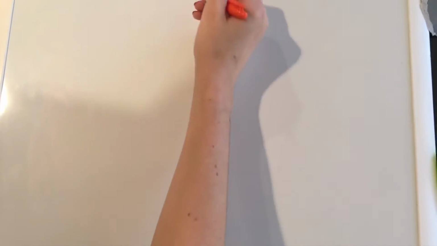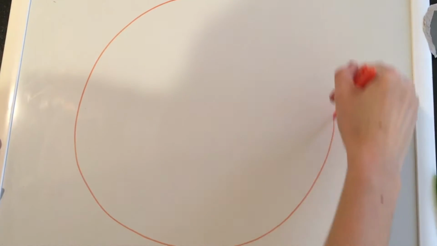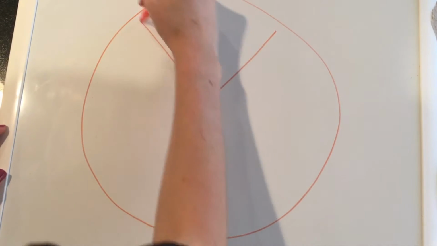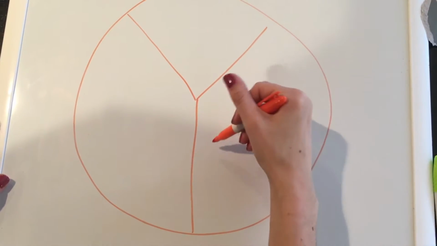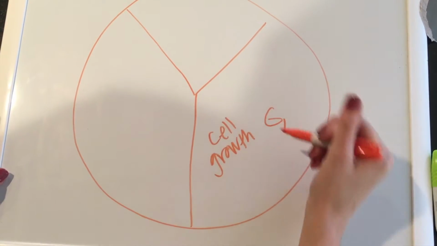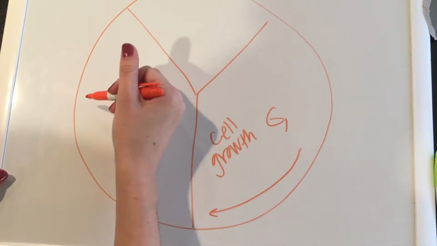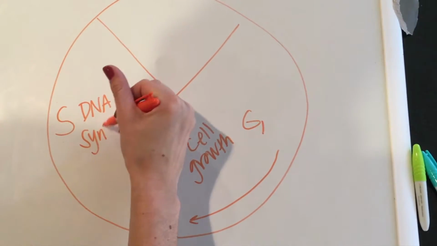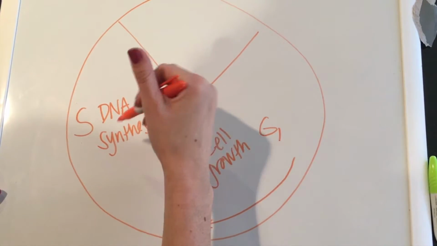A cell enters into the cell cycle. The cell starts off in the G1 phase of interphase, where the cell will grow larger and larger. As it grows, it copies its organelles. Next, the cell enters the S phase, where it copies all of the DNA inside of the nucleus.